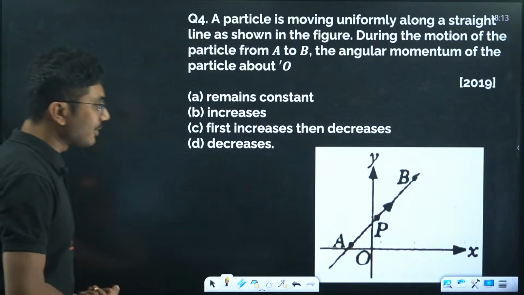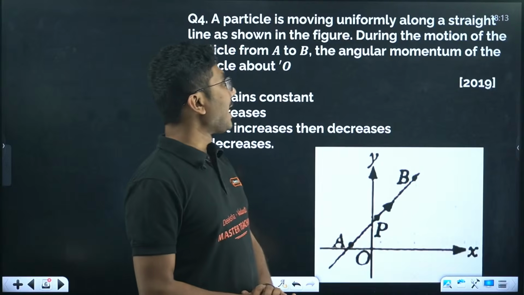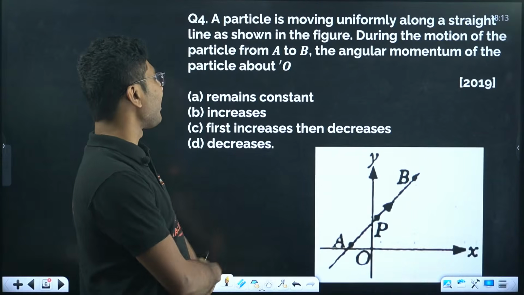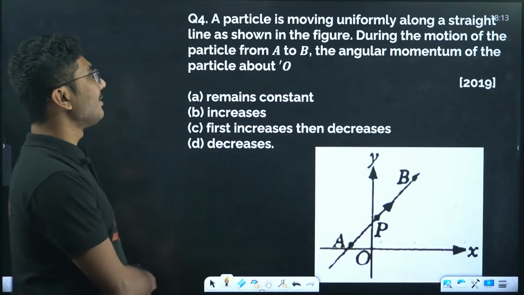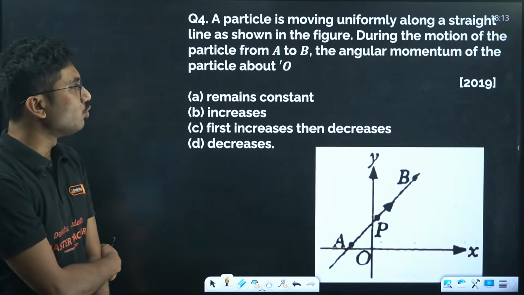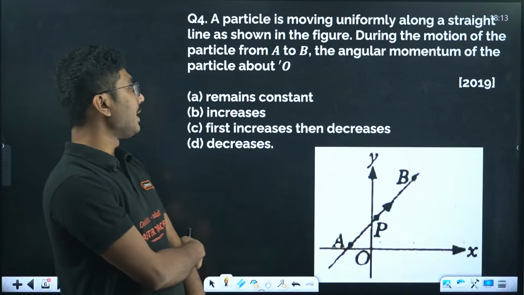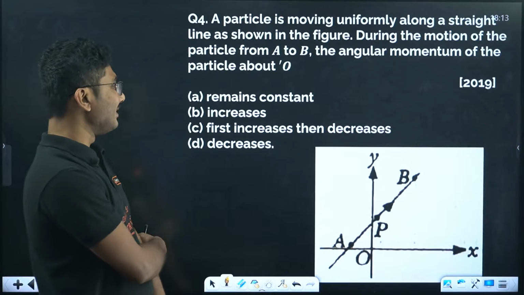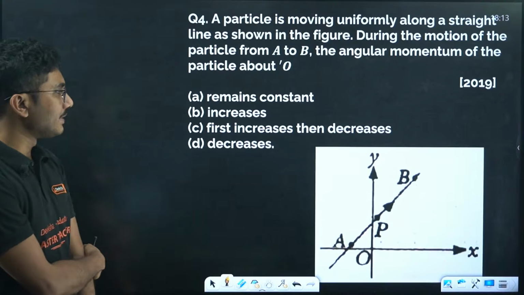Now let's move on to the next question. A particle moving uniformly along a straight line as shown in the figure. During the motion of the particle from A to B, the angular momentum of the particle about O remains constant, increases, first increases then decreases.